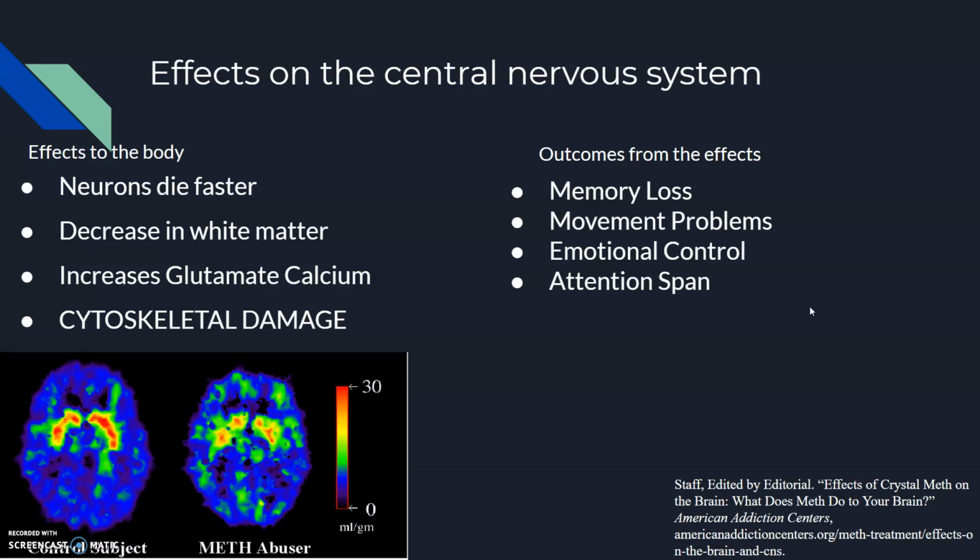Now, the effects on the central nervous system. Neurons actually die faster. This is because the methamphetamine chemicals attack the neurons, and it causes them to overwork themselves and die, and they can never be recovered. Once they die, they're dead. There's also a decrease in white matter. White matter helps deliver messages from the dendrites to the neurons, but due to the lack of myelin, you can't produce as much white matter, so it's decreased.